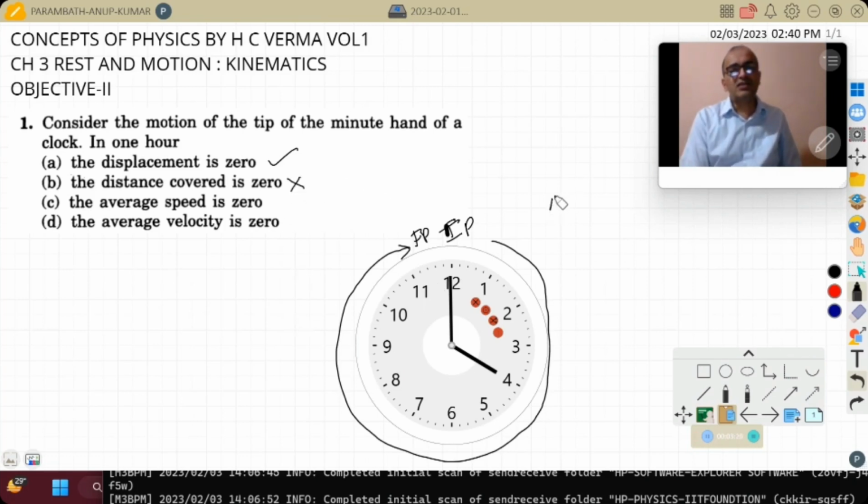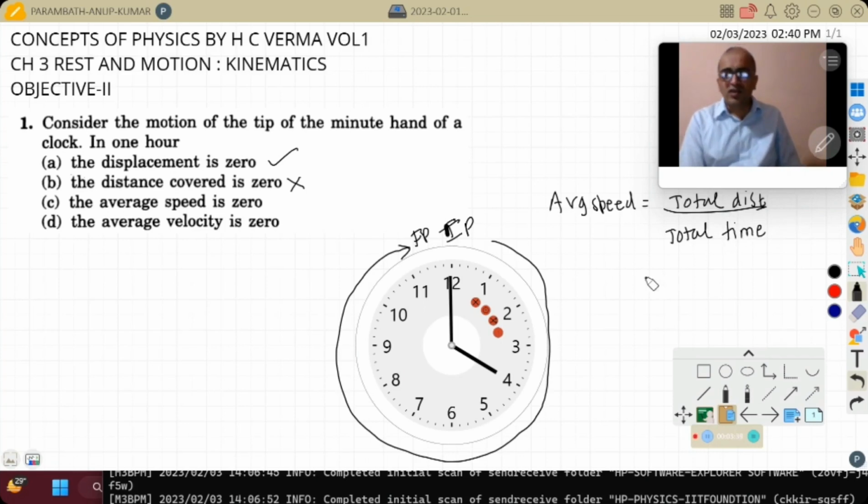Average speed is what? Average speed is total distance covered divided by total time taken. First of all, from the B part, I am very clear that total distance is not 0. Therefore, average speed will not be equal to 0. Therefore, average speed is 0 is a wrong option.